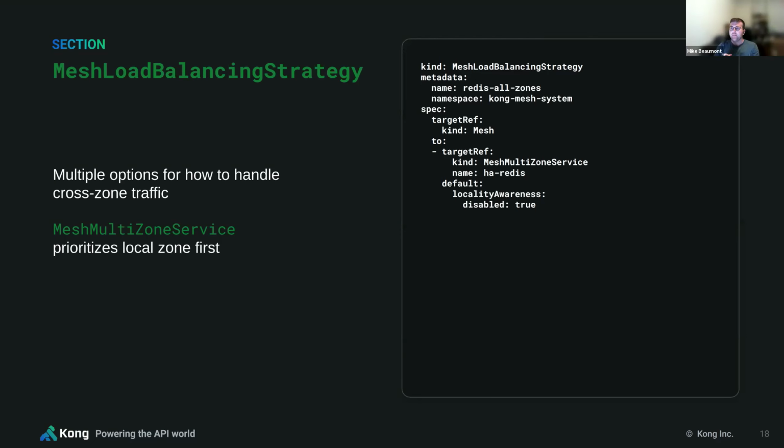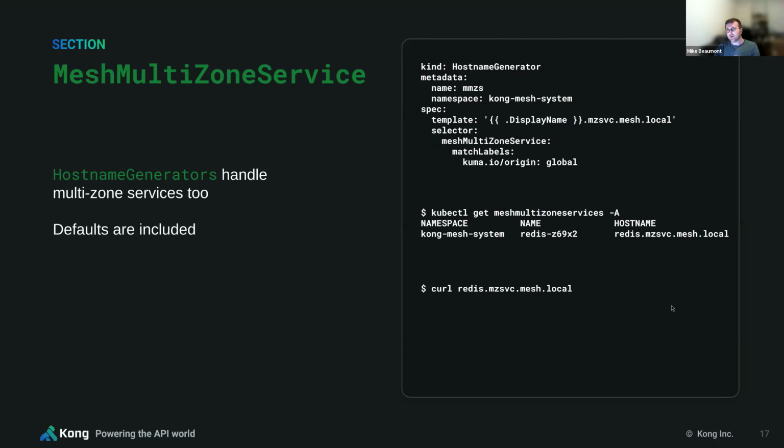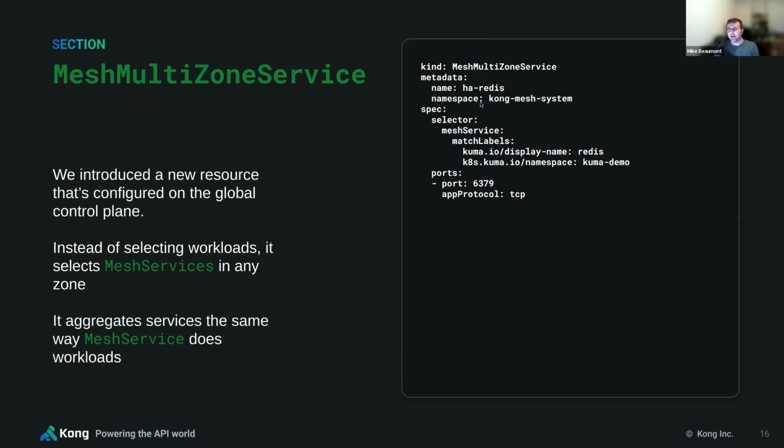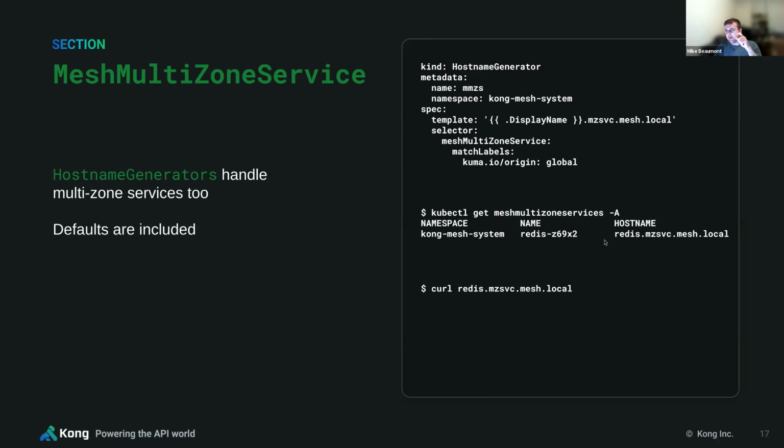So in this case, the default for this mesh multi-zone service would be, if I'm in zone west and I send traffic to this HA Redis, or let's just say this Redis host name, then there's a preference that the traffic stays in my local zone. If the workload is down in the local zone, then it will go to some other zone, right?